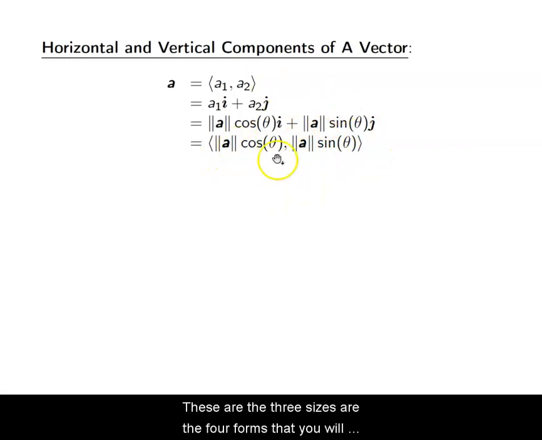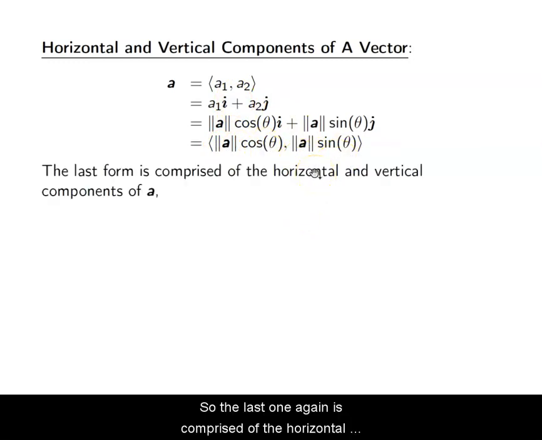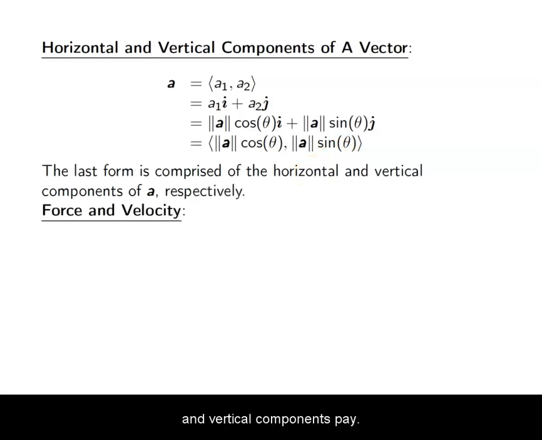So these are the four forms that you will see vectors written in all the time. They're interchangeable. Sometimes they'll be written in the first one, sometimes they'll be written in the last, sometimes they'll be written as ij's, sometimes they'll be written with ij's and the magnitudes and angles. So we have to recognize that these are x's and y's. Okay. So the last form again is comprised of the horizontal and vertical components of A.